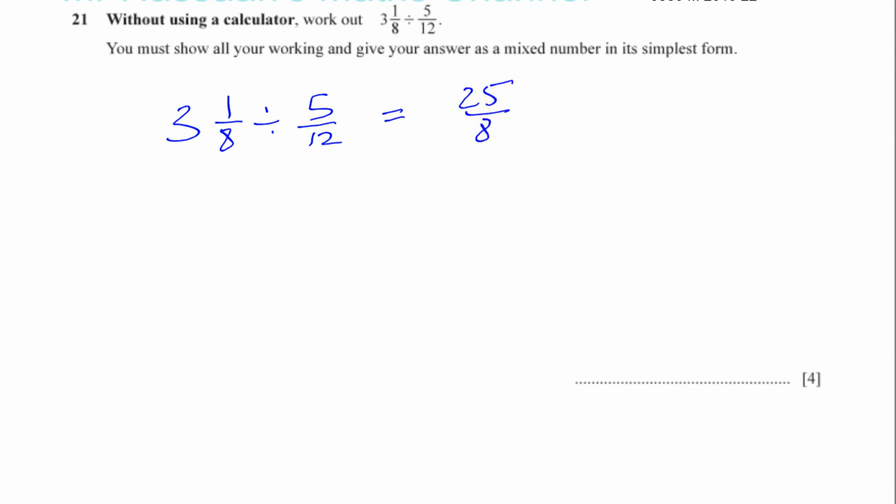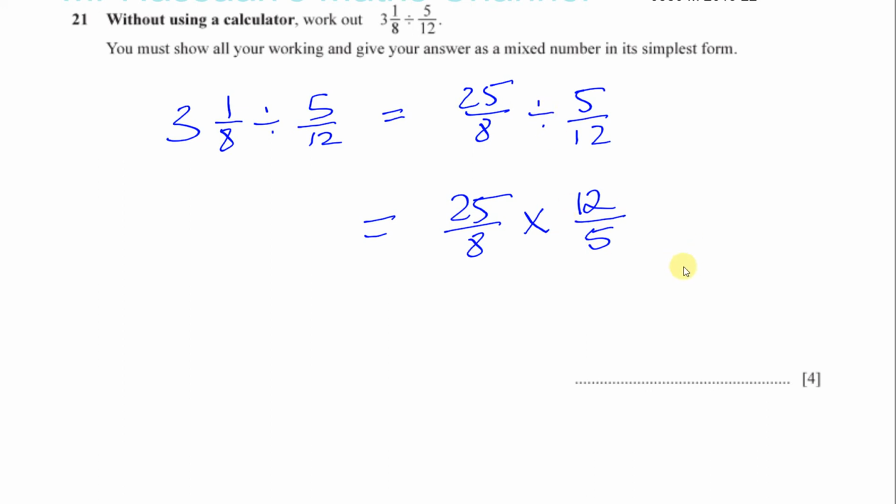Because you have 8 going into that number 3 times and 1 left over. So that's going to be 3 times 8 is 24, and you have to add 1 to that. That's 25 over 8 divided by 5 over 12. Now, we know when we divide fractions, we change the division into multiplication and we write down the reciprocal of the fraction after the division sign.